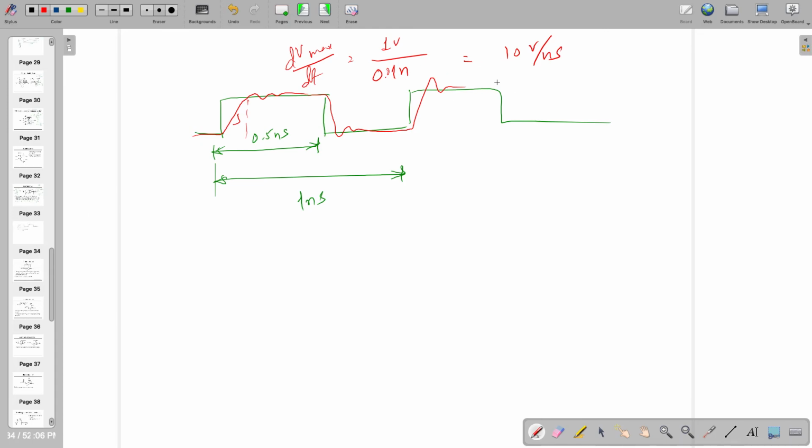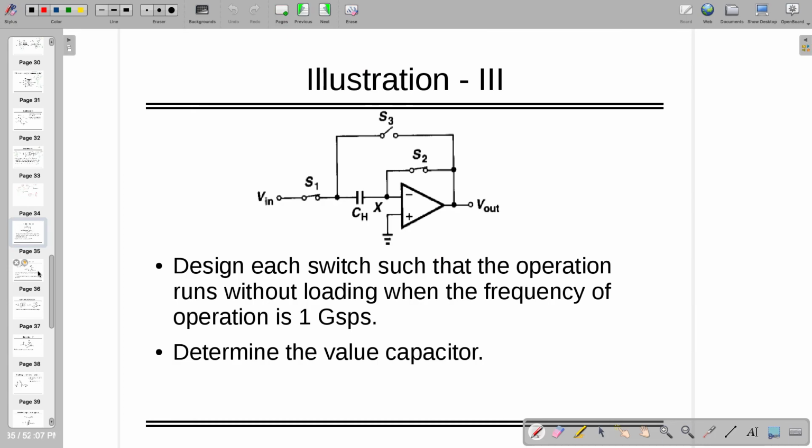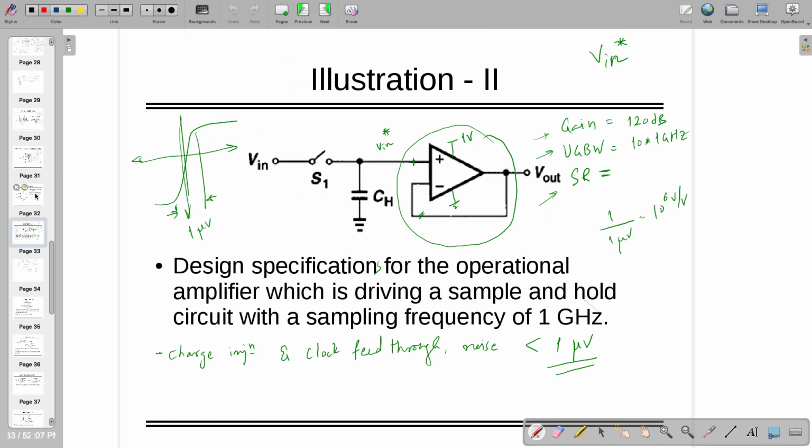As you are increasing this, your current requirement is also increasing, right? Because dVo max by dt is nothing but I by C. As you need this steeper and steeper, the current will be increasing for a given capacitor. Capacitor is the node capacitor at the output, right? So any problem till now or no?